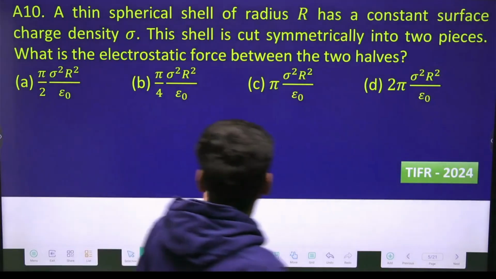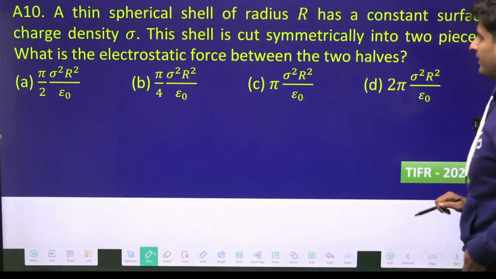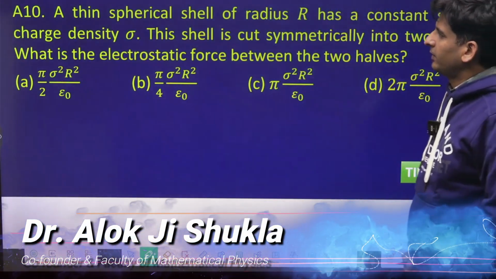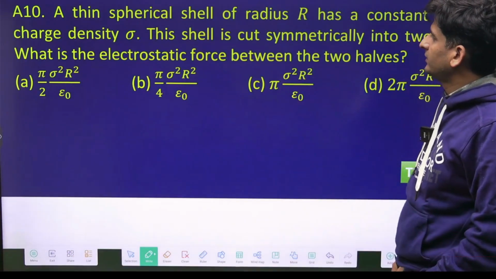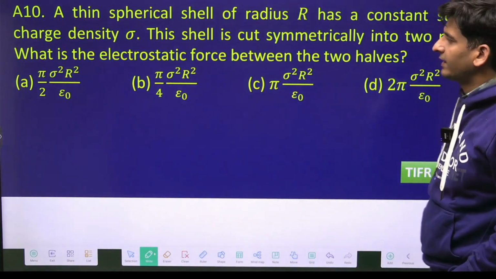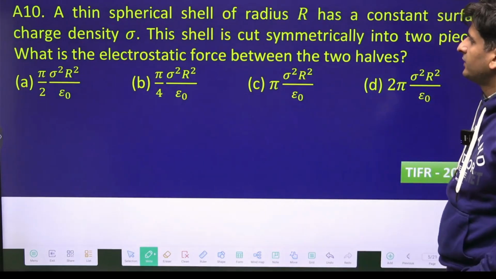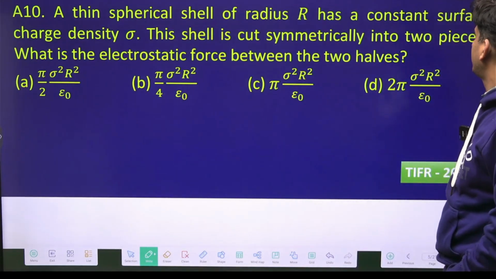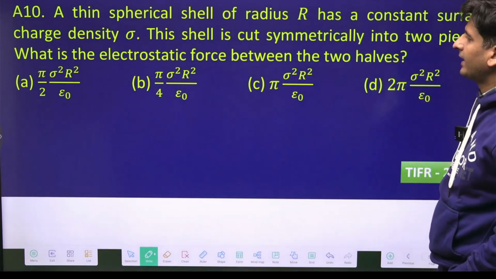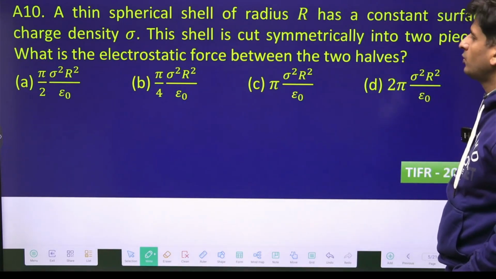Hello students. This is a question from TIFR 2024 from electrodynamics and electromagnetic theory. In this question, you see a thin spherical shell of radius capital R has a constant surface charge density sigma. This shell is cut symmetrically into two pieces. What is the electrostatic force between the two halves?